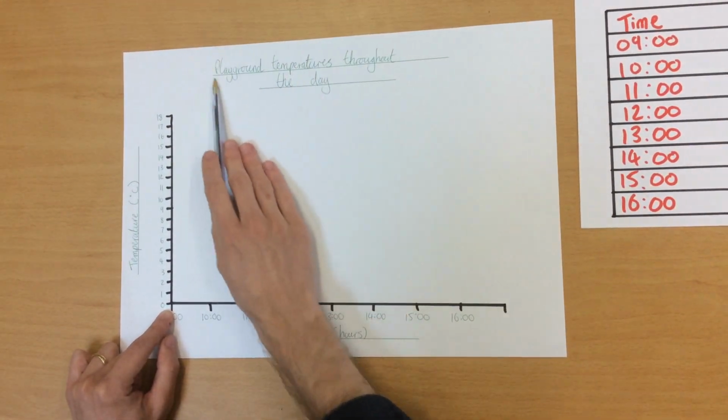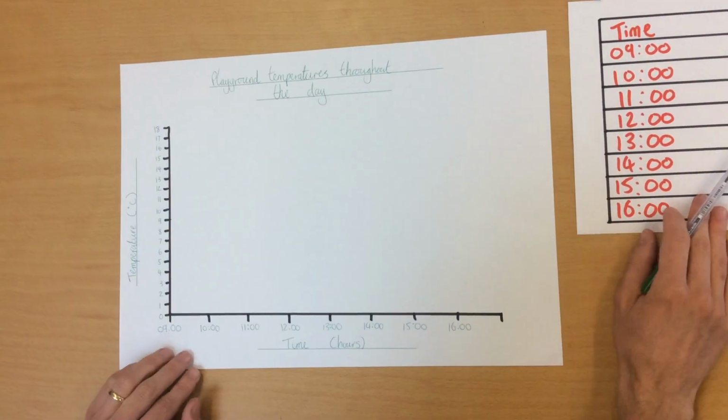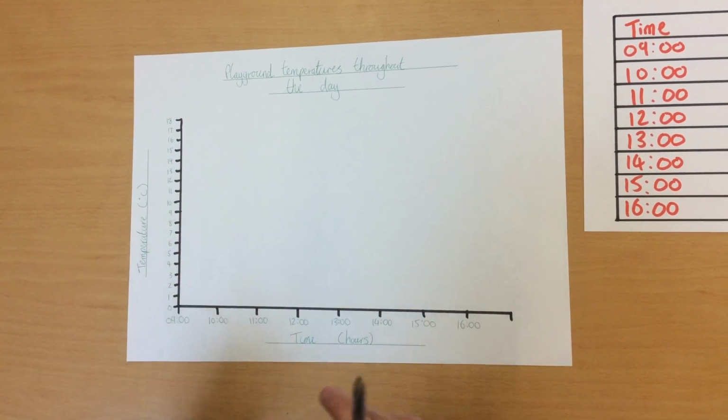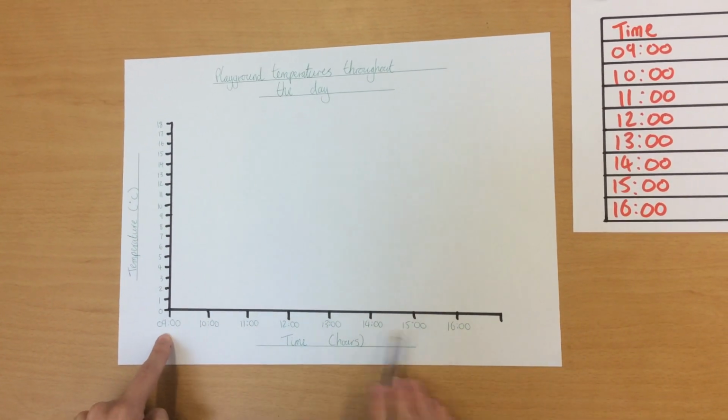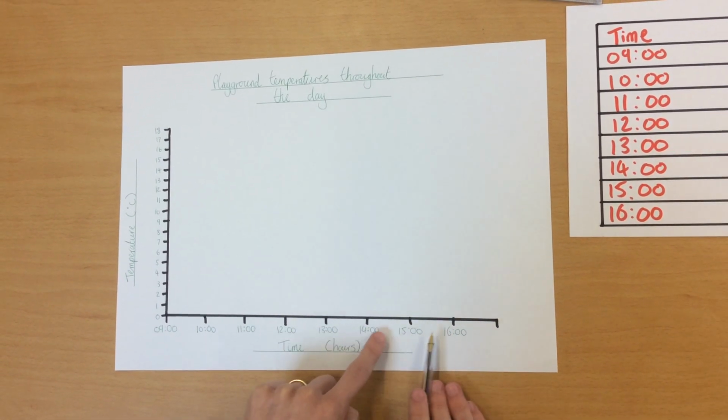I've also made a title for my line graph: playground temperatures throughout the day. Okay, so this is what you want your line graph to look like before you even start. And just one final thing to mention about on the bottom, I've made sure that I've got equal spacing between each time.